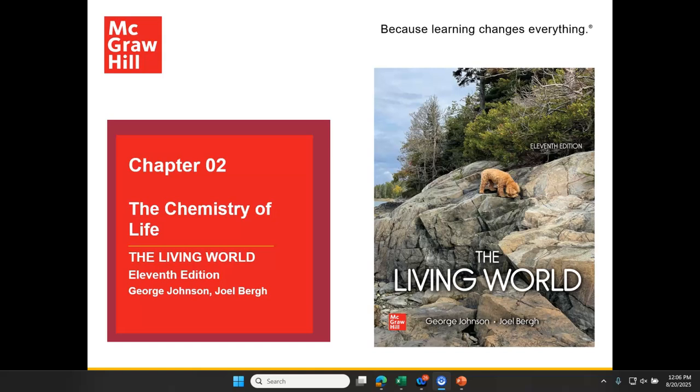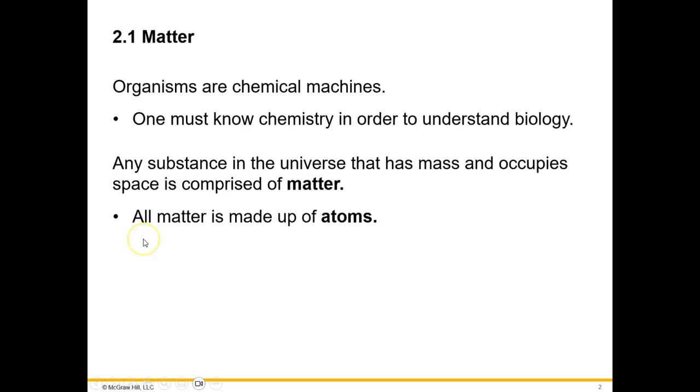All right, now we're going to go over Chapter 2, which is the chemistry of life. If you're wondering why we need to go over chemistry in an intro to biology class, it's because all living things and non-living things are made up of atoms with chemical bonds. So we know that organisms are chemical machines. We have to know chemistry in order to understand biology, at least on some level.